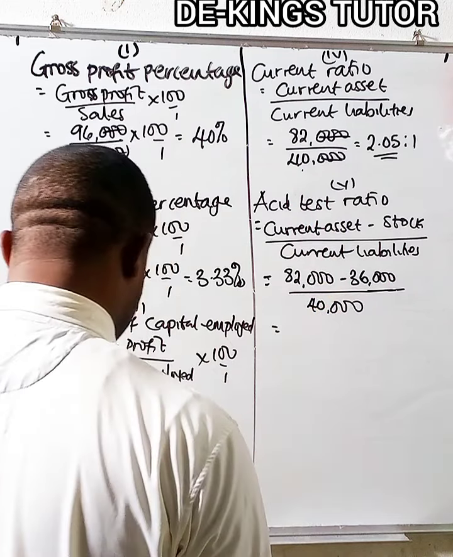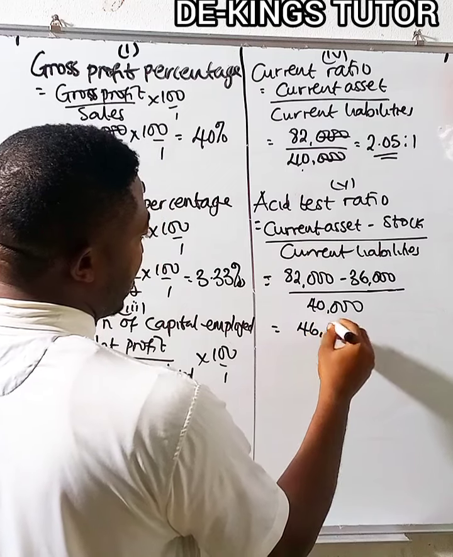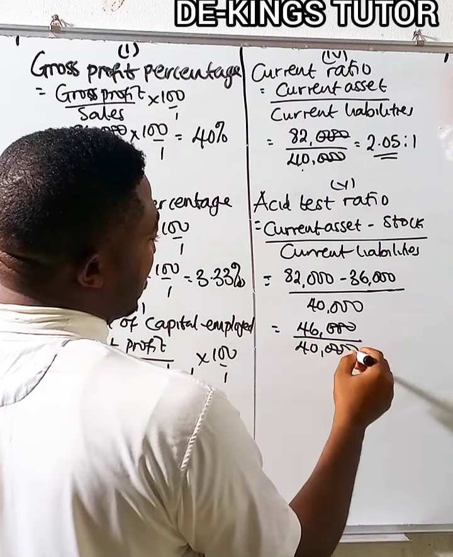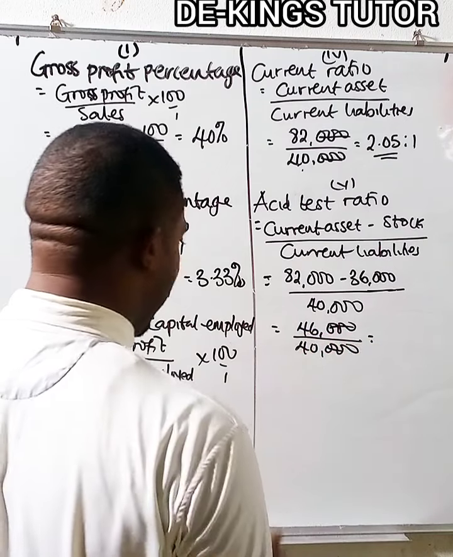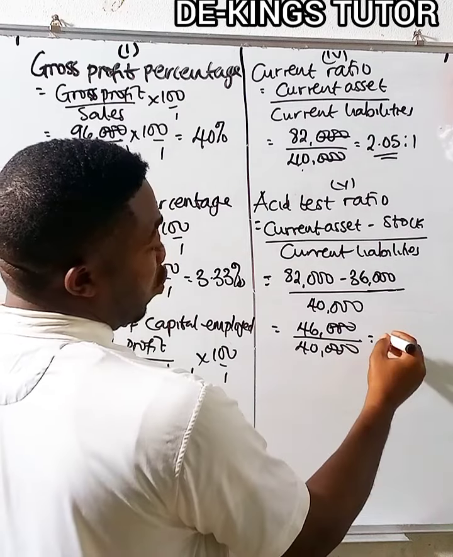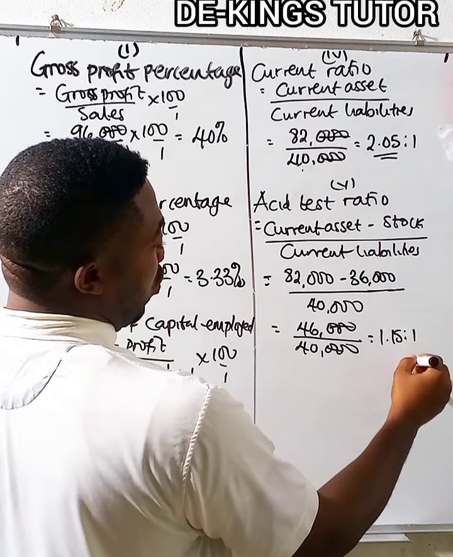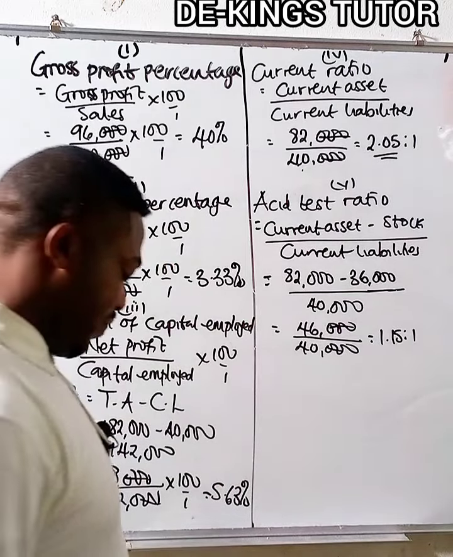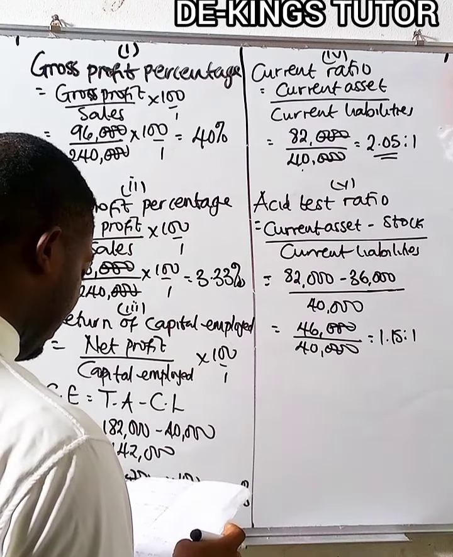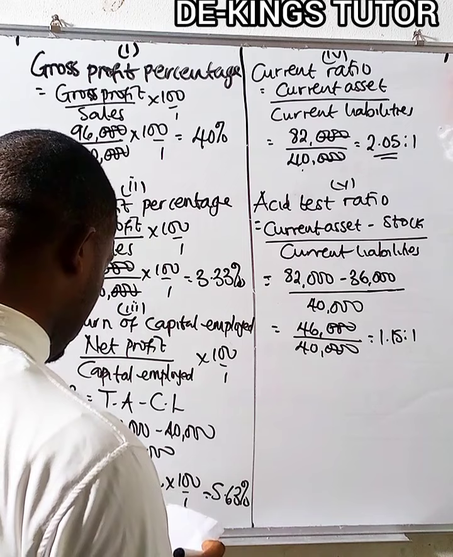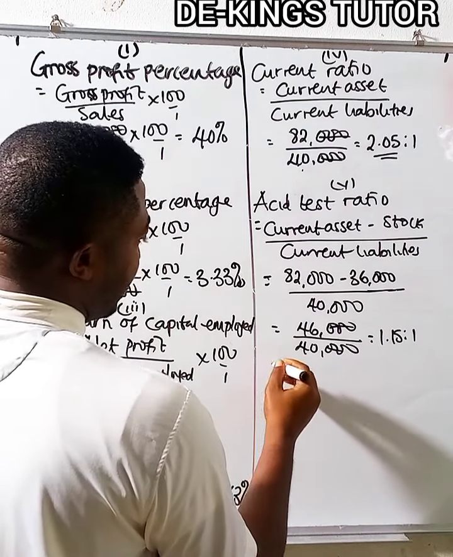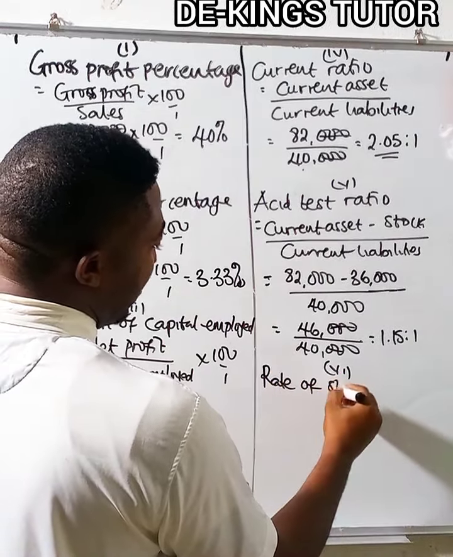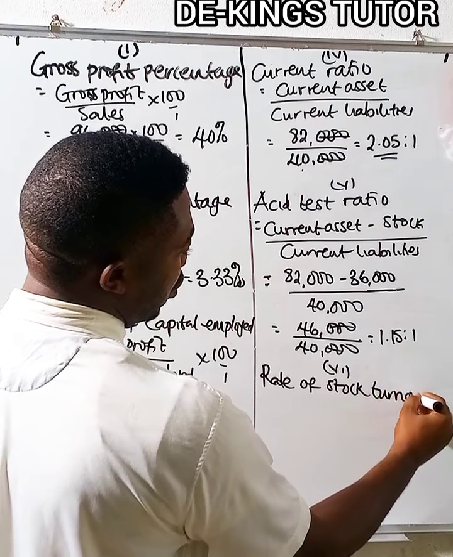So 82,000 minus 36,000 will give us 46,000 divided by 40,000. So if this cancels this, 46 divided by 40 will give us 1.15 is to 1. Okay, 1.15 is to 1 is the acid test ratio. Now the next one is the rate of stock turnover. That is VI, the rate of stock turnover.